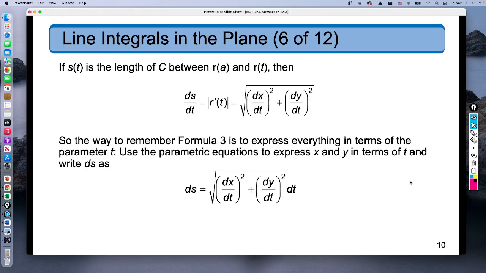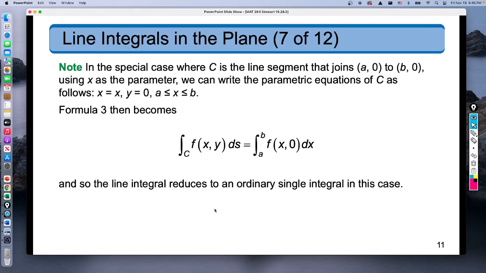So the arc length, again, s of t is the length of C, from r of a to r of t. The absolute value of the derivative gives us this component, and when we multiply it by dt, that gives us the arc length. Okay, so this is going to be a component that is part of our integration, and then we multiply it times the function.